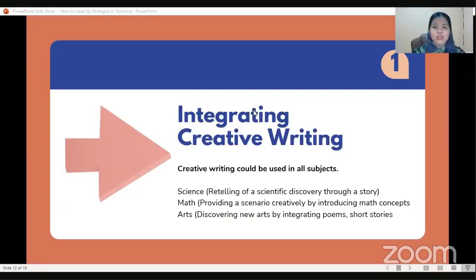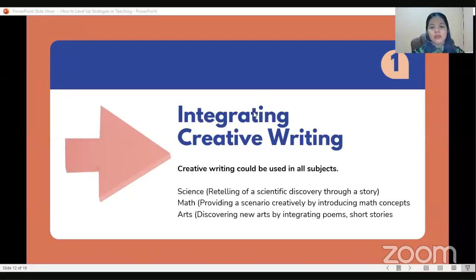If you're teaching science po, and if you'd like to assess their knowledge about a scientific discovery that you've recently taught them, I think it would be great if we will ask them to retell a certain scientific discovery through a story, through a short story. This could be partnered with their English class. Kasi in all English classes, they will be learning the elements of short story. So I think it would be fun if we also try to make our assessments creative.